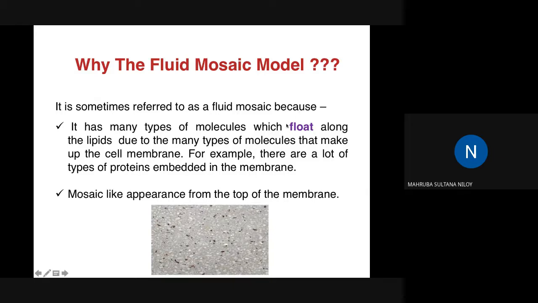So the floating issue I have discussed, right? Can anyone tell me about the floating issue? There are different molecules that float along the lipids through the cell membrane. Great, thank you very much. And why is it called mosaic? Because it has a mosaic-like appearance from the top view. Is it clear to all?